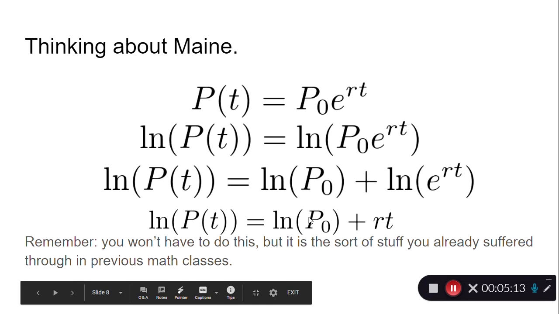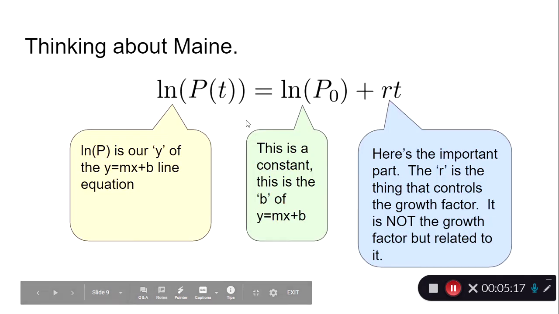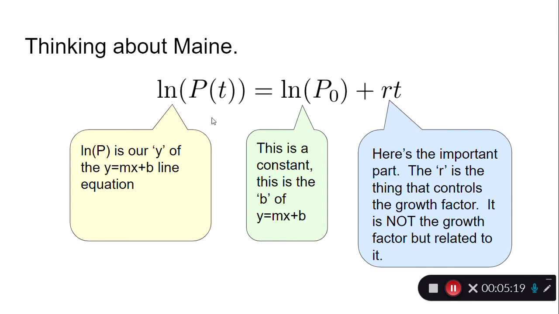This last line here is the equation of a line. It looks really kind of intimidating, but this is essentially y equals mx plus b. So this ln of p naught business, this is just a number. This is like our y-intercept. T is our variable, that's like our x. And r is our slope. And then this is our y value.